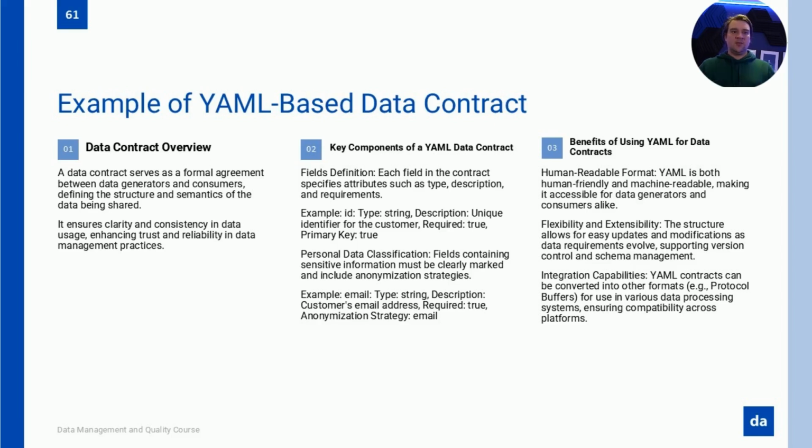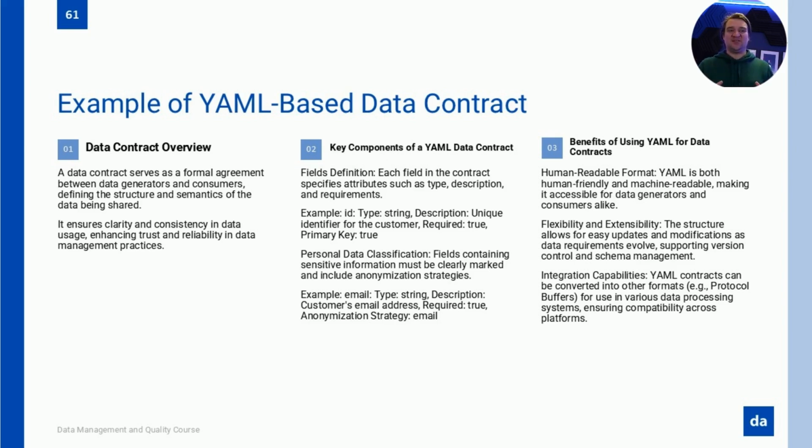Let's dive into an example of a YAML-based data contract, a practical approach to ensure clarity, consistency, and reliability in how data is shared between generators and consumers. A YAML-based data contract acts as a formal agreement that outlines the structure and semantics of data being shared. Why it matters: it builds trust by ensuring data consistency and adherence to defined standards, which is essential in complex data ecosystems. Think of it as a well-defined recipe.